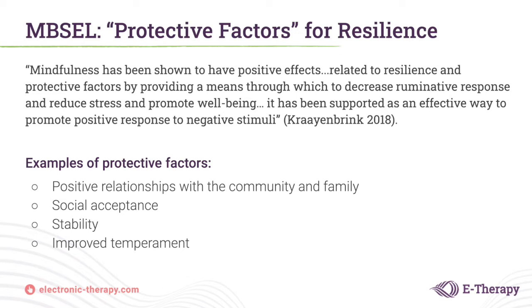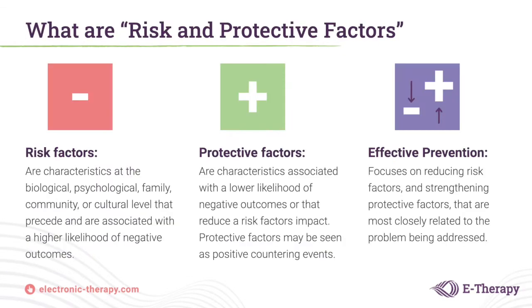So, some examples of protective factors: positive relationships with the community and family, social acceptance, stability, improved temperament. In the big picture, we are looking at overall risk and protective factors. Risk factors being characteristics at the biological, psychological, family, community, or cultural level that are associated with a higher likelihood of negative outcomes. Protective factors are characteristics associated with a lower likelihood of negative outcomes. Protective factors may be seen as positive countering events, so countering those risk factors. Effective prevention focuses on reducing risk factors and strengthening those protective factors.